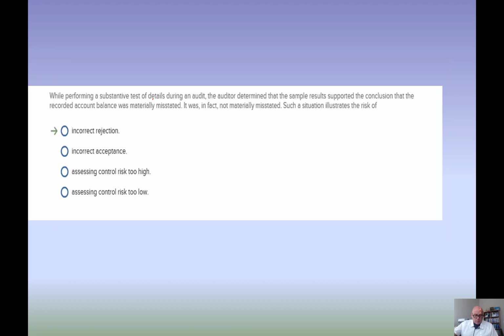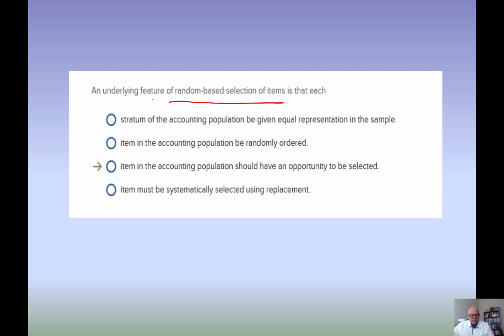Okay, coming over to the next one, we're performing a substantive test of details. The auditor determined that the sample results supported the conclusion that the recorded account balance was materially misstated, and in fact was not materially misstated. This is incorrect rejection.